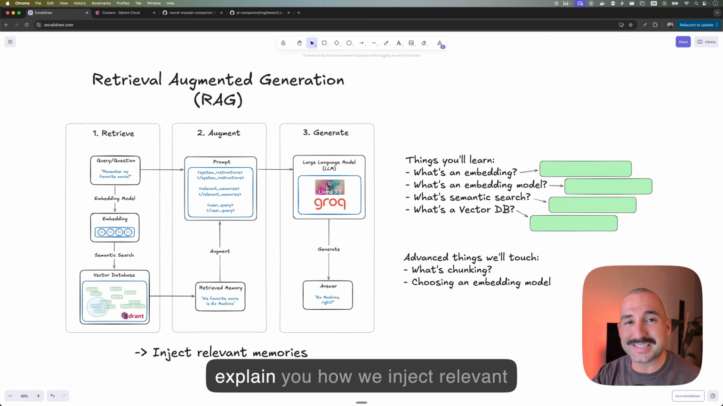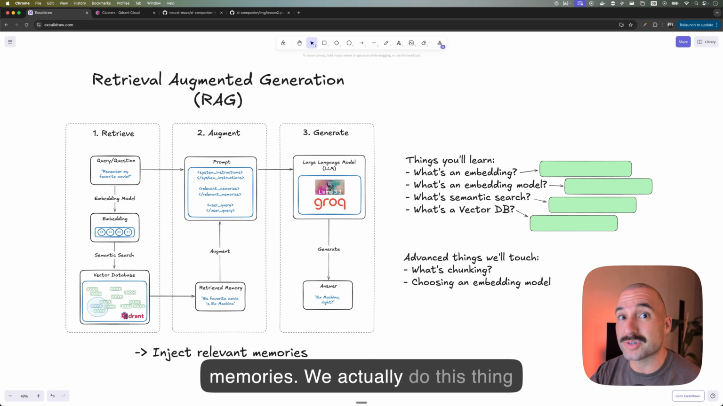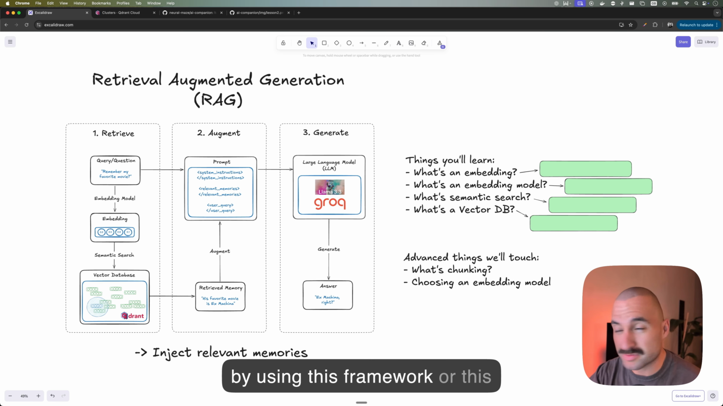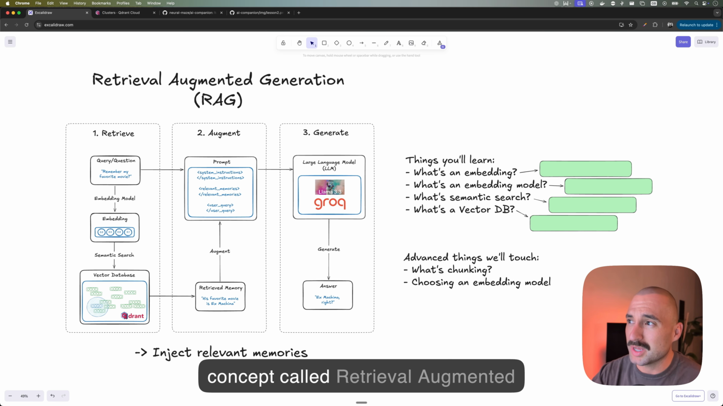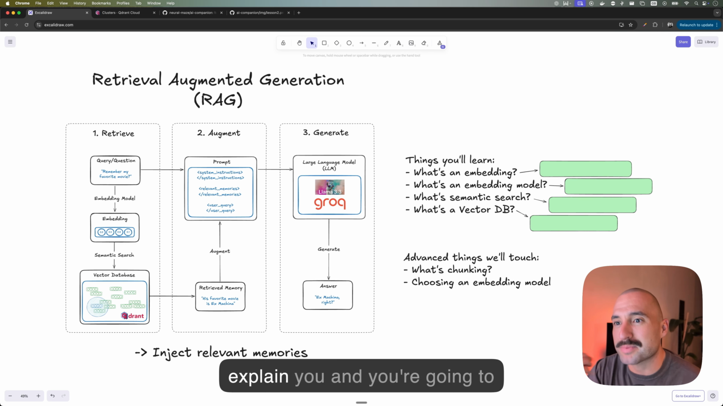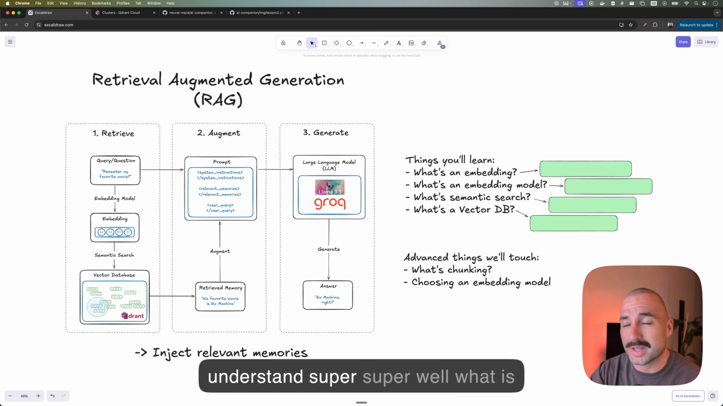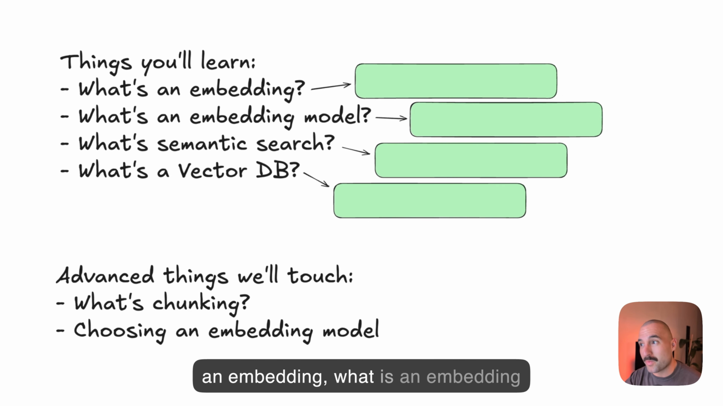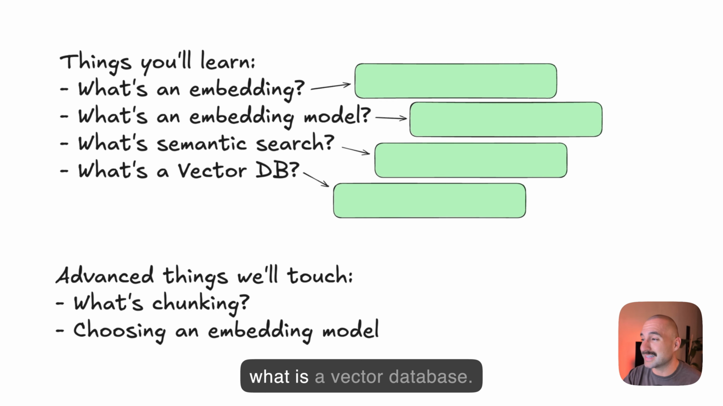Now I'm going to explain how we inject relevant memories. We do this using a framework called Retrieval Augmented Generation. And by explaining this, along the way, you're going to understand super well what an embedding is, what an embedding model is, what semantic search is, and what a vector database is.